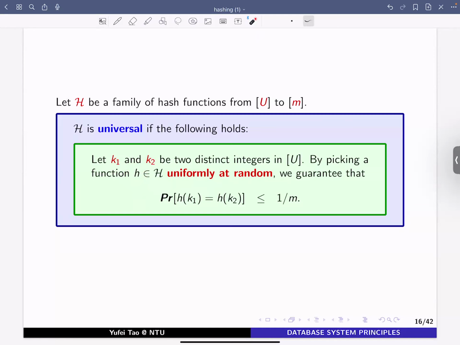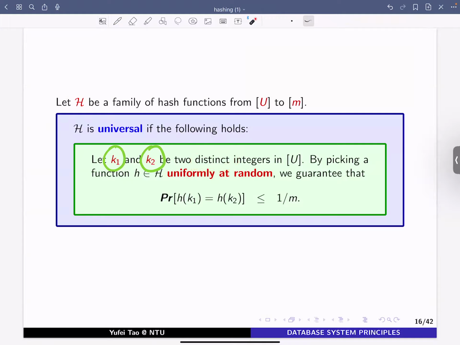Very good. So in this case, we get to talk about a very important property, and this is called the universality property. If you think about it, let's focus on two arbitrary keys, the first is K1, the second is K2. Well, obviously, if K1 and K2 are the same, no matter what hash function I choose, they will always go into the same bucket. So that's why we focus on the case where K1 and K2 are distinct.